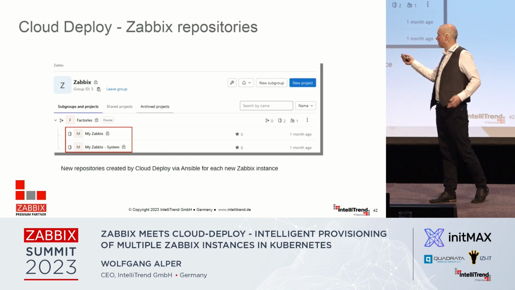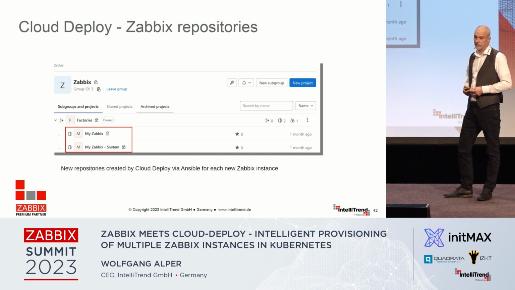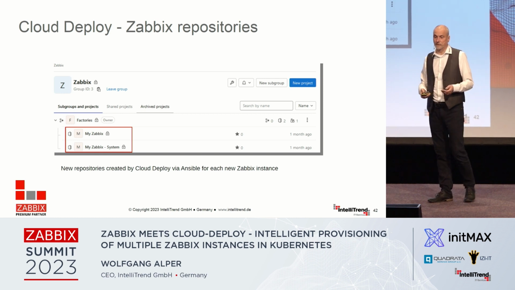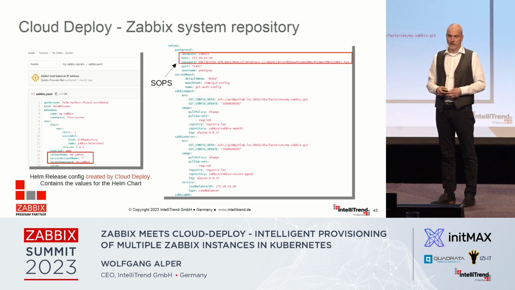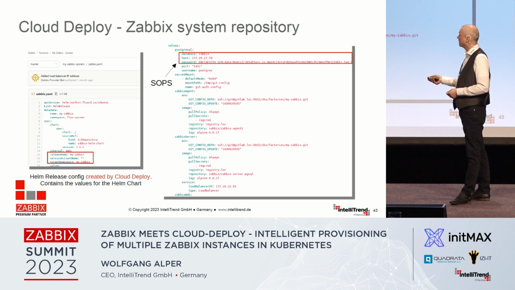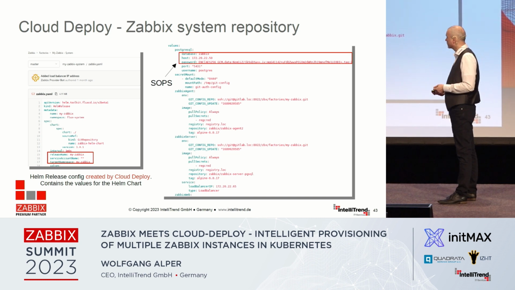This is just a very simple view to show how the application directory and the system directory look from a user perspective. Just two directories here, two Git repositories. I'm sorry, not directories, but Git repositories that are automatically created. And this one is now showing what the Helm release that is created by Cloud Deploy, based on our previous information, looks like. This is just a configuration file.